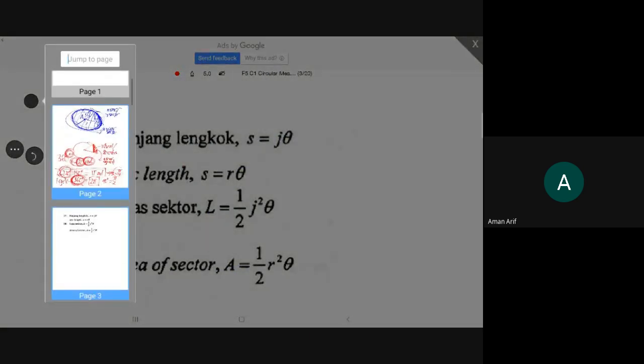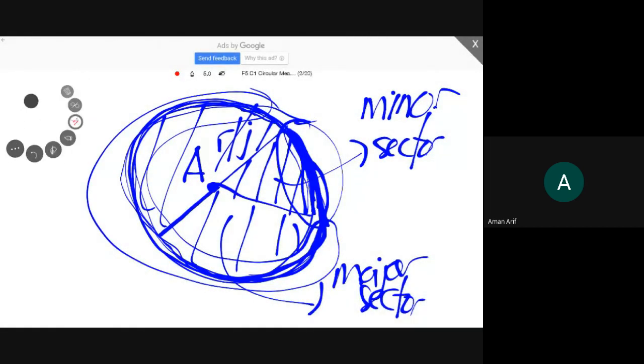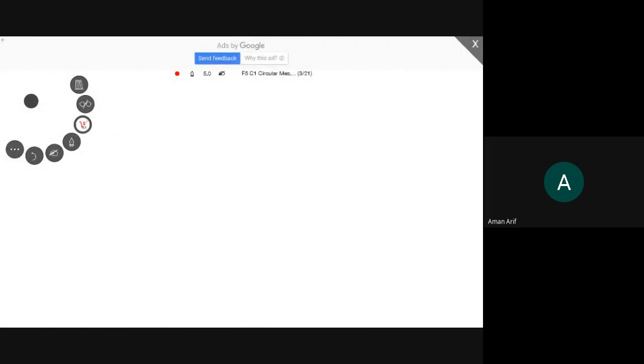Not yet. Jump to page. Wait, I want to talk a bit about the conversion. Kamu semua confused tak, guys? Are you confused when you convert degrees to radians and radians to degrees? Do you find any problem? Ada apa-apa masalah tak? Tukar dari darjah kepada radian, radian kepada darjah. No problem, huh? Anyone got problem here? No. It's okay. I just make you understand lah the formula. Never mind. I still teach. Although you all know problem.